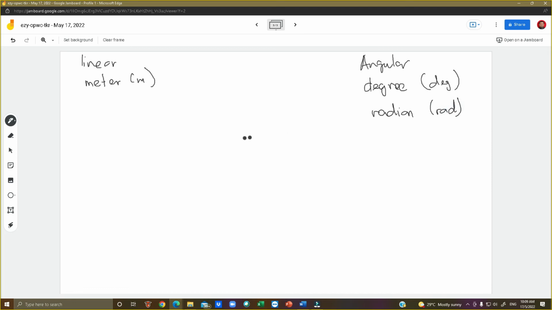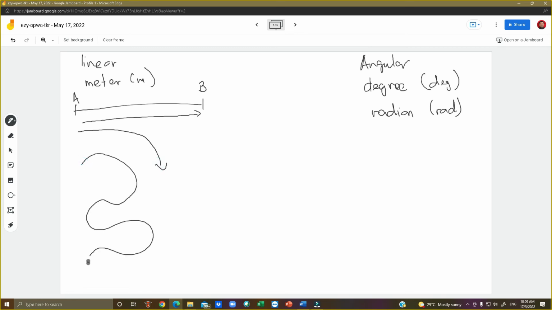Okay. So linear being measured like this. Kita ada satu distance and we measure from point A to point B. Either it is in a straight line, or it may be a curve, or it may be a pattern. Okay, so we are going to measure from the starting point to the end point according to the shape. This is linear and it is described in meter.